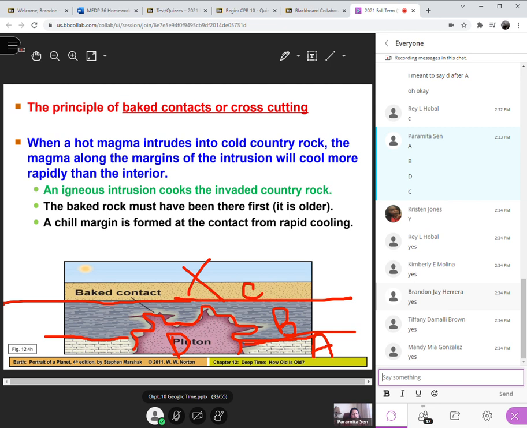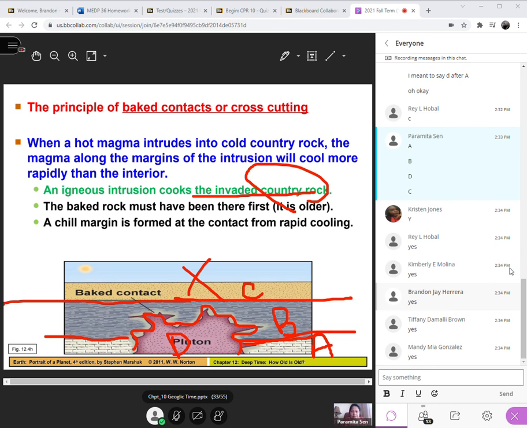Okay, all right. So this is called a baked contact. That means an igneous intrusion, which is D, the pluton, flows into and invades the country rock. What is a country rock? A, B, C, shale, limestone. It's called a country rock. The baked rocks must have been there. If the rocks are not there, whom can it bake? Baked means if you see the sides of this rock, it has changed.